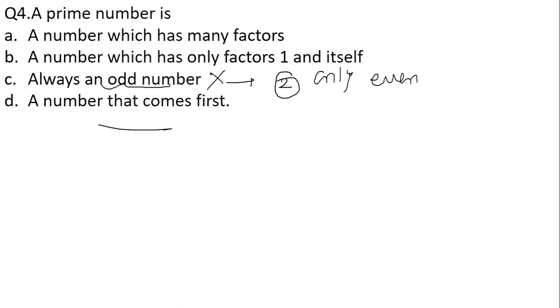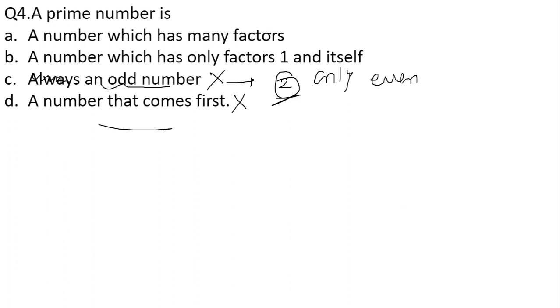The even number which is included in the prime numbers is 2, so it can never be an odd number. It means there are prime numbers which are odd other than 2. 2 is the only even prime number. So it's not mandatory that every prime number is an odd number. Next option is a number that comes first. No, it's not making any kind of sense over here.